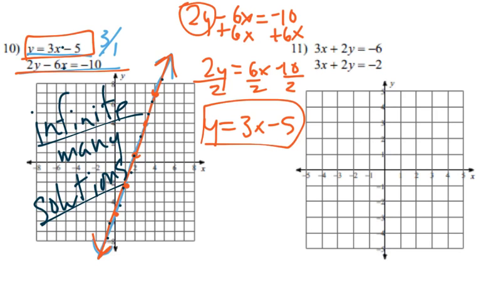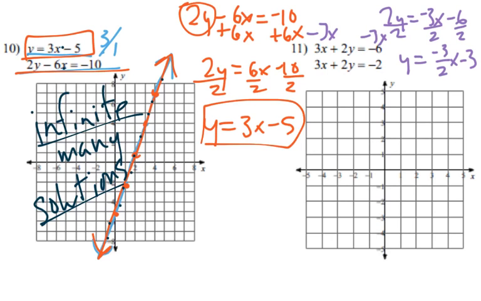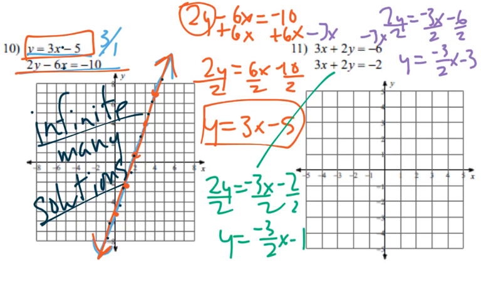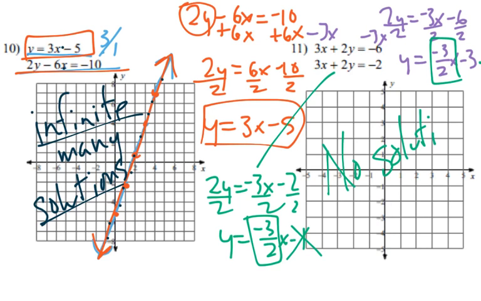Okay? Now let's take a look at 11. So as I change these, 3x, so we'd subtract 3x from both sides, right? So we get 2y equals negative 3x minus 6, divided by 2. We get y equals negative 3 halves x minus 3. Okay, and what if I do it to the other one? If we subtract 3x, we get 2y equals negative 3x minus 2, divided by 2. We get y equals negative 3 halves x minus 1. Now, look, same slope, different y-intercept. I know right now, no solution. I don't even have to graph it.